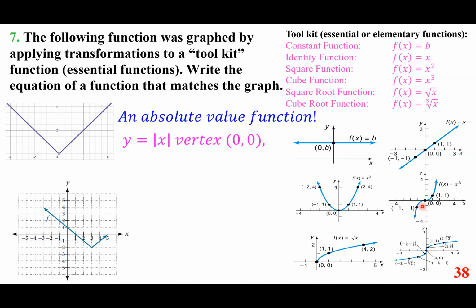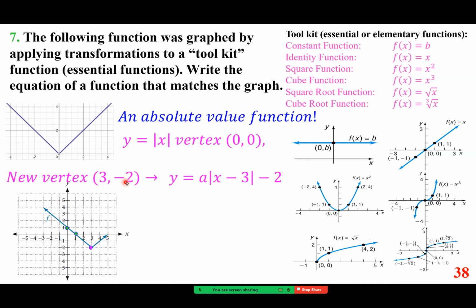So y equals absolute value of x, the vertex is located at 0, 0. So when we compare the two, we notice the new vertex is located at a different location, 3, negative 2. So we write the general format as y equals a, the absolute value of x minus 3, minus 2. So we have shifted it accordingly. 3 units to the right, so minus 3. And 2 units down, so minus 2. And the reason we write the a is because we don't know if the V has been stretched or shrunk, and we put the a to be on the safe side.